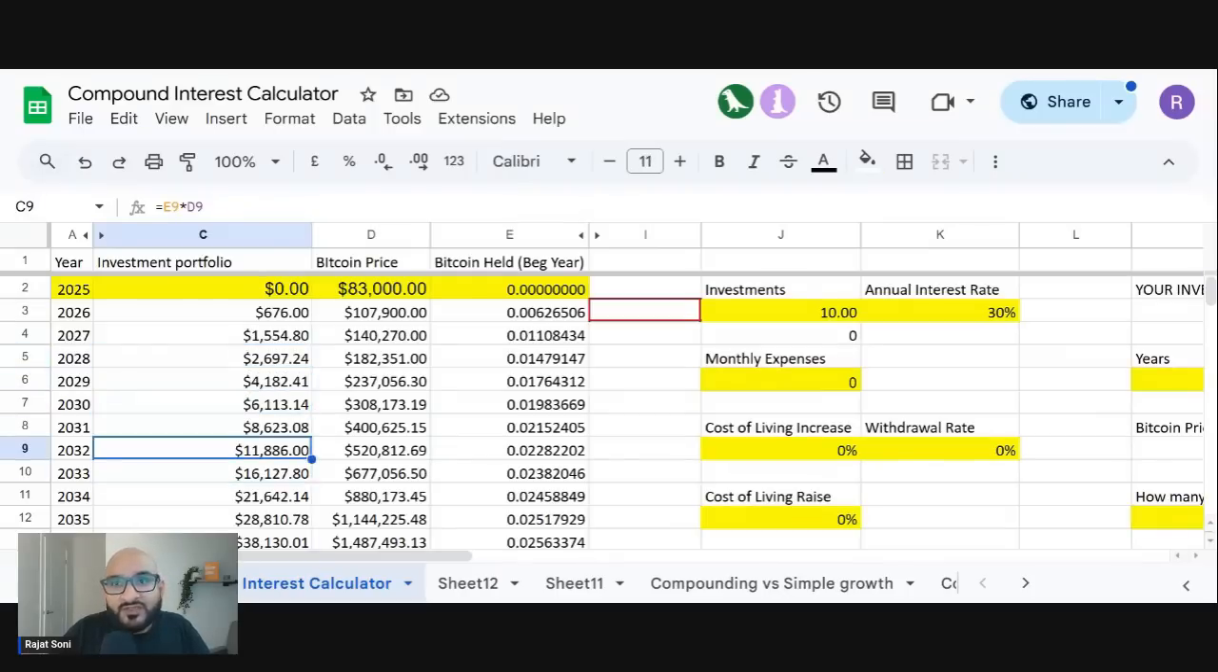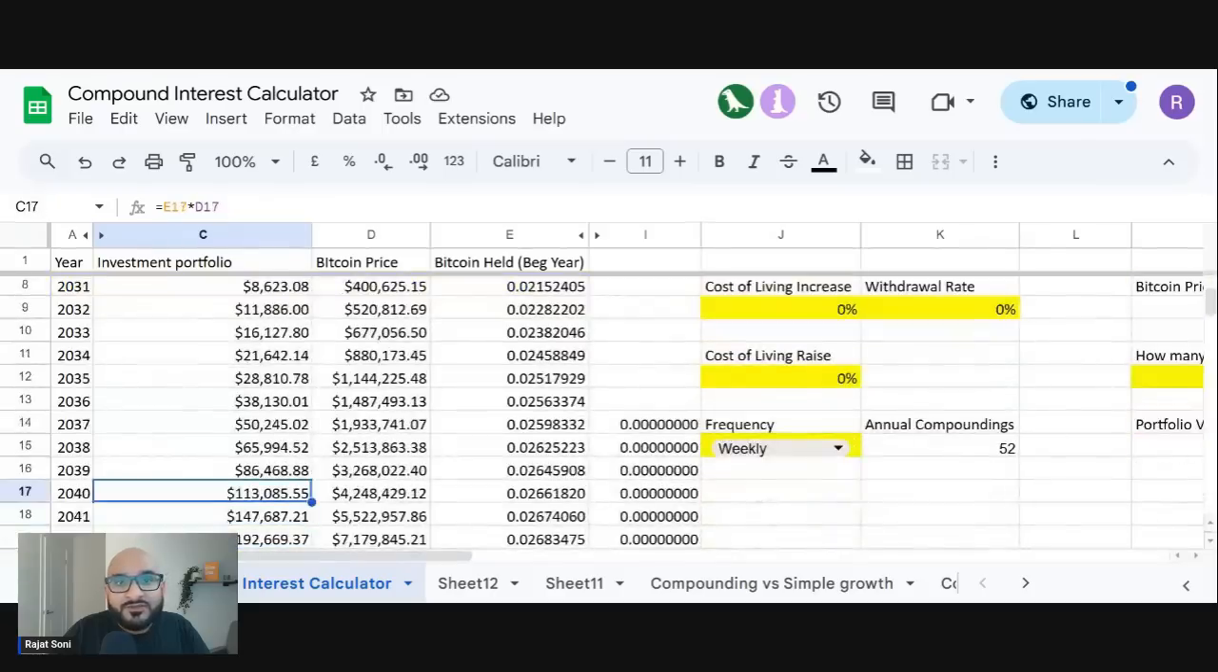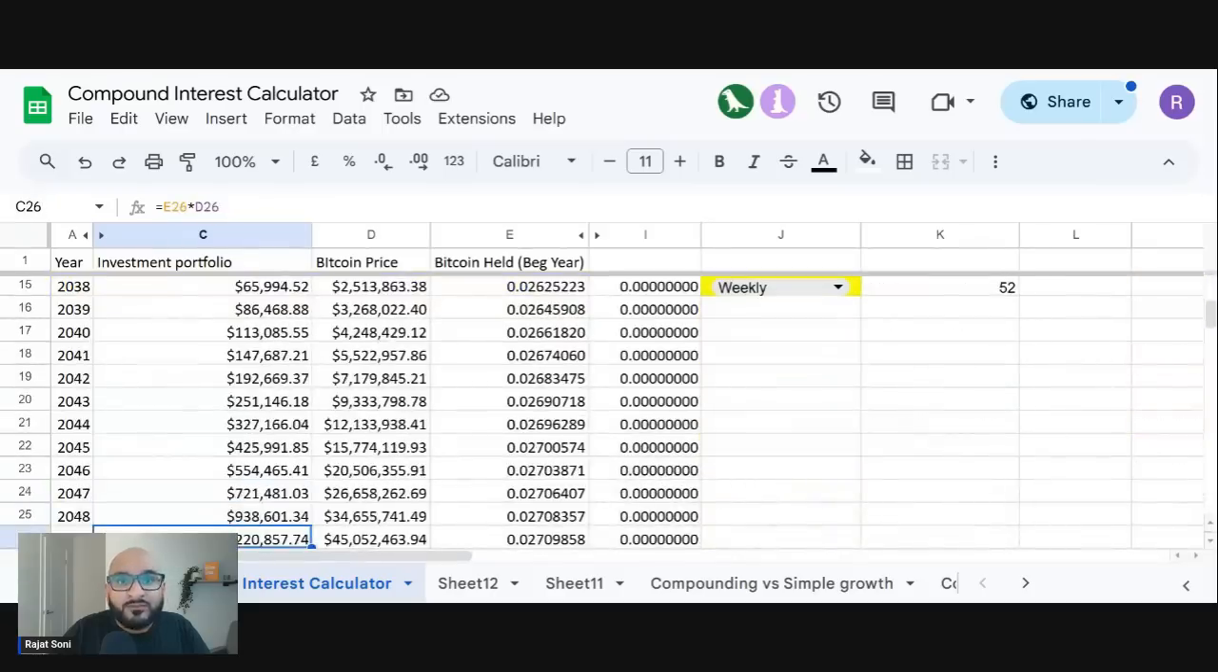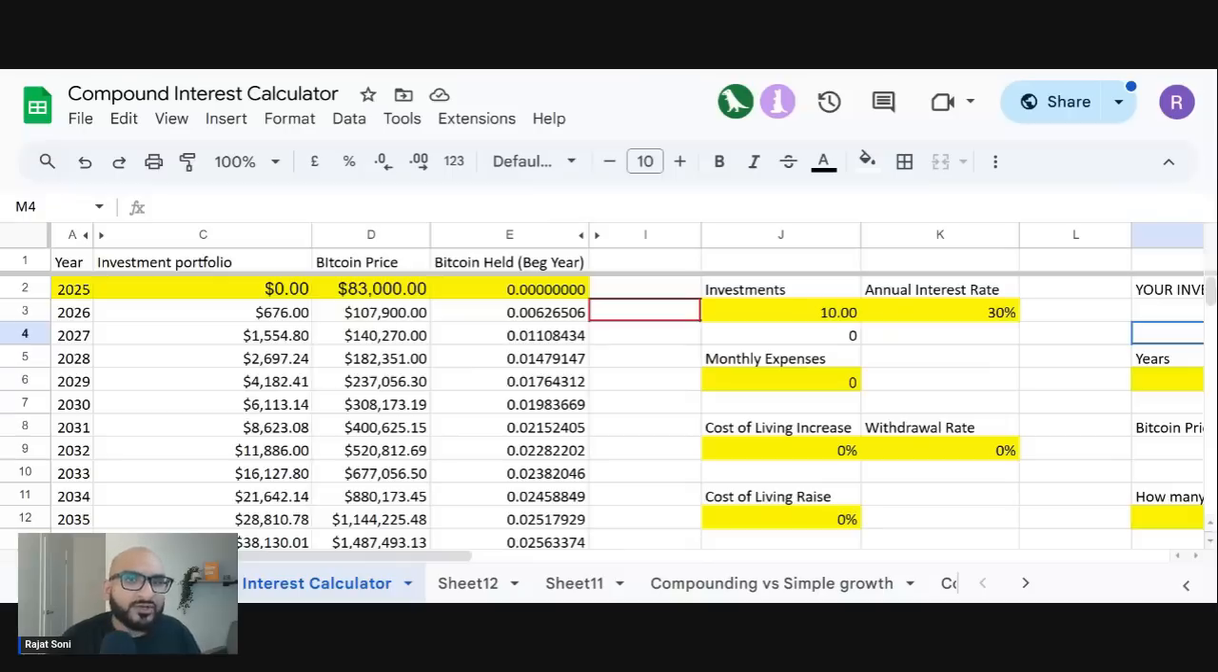And eventually, you go to $10,000. Then you'll go to $100,000. Then you'll go to $1 million. In this case, the flywheel effect is you put your energy into Bitcoin.